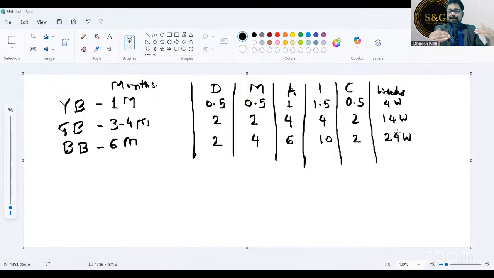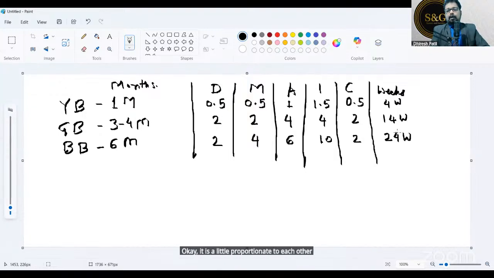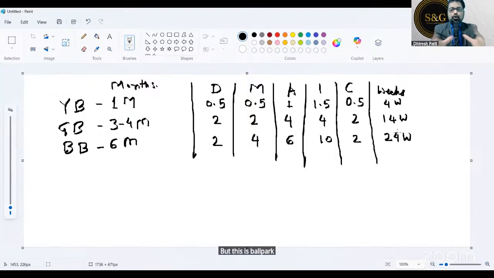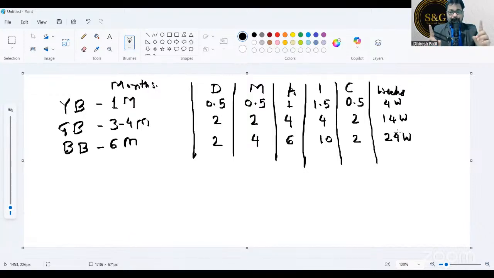If you see, really, it is proportionate to each other only. Okay, it is a little proportionate to each other. Again, it depends on the industry, depends on the complexity, but this is ballpark. You should know how much time define phase, how much time measure phase. If you observe very closely, analyze and improve phase consumes the maximum amount of time.